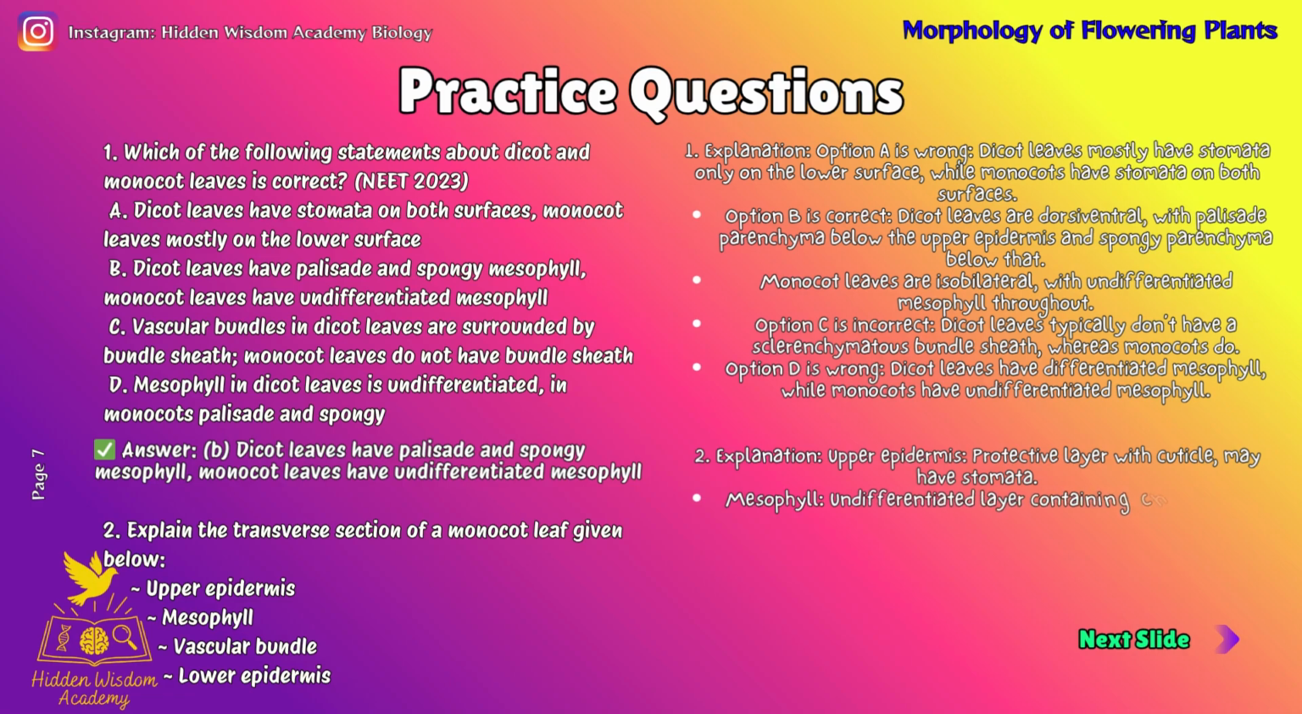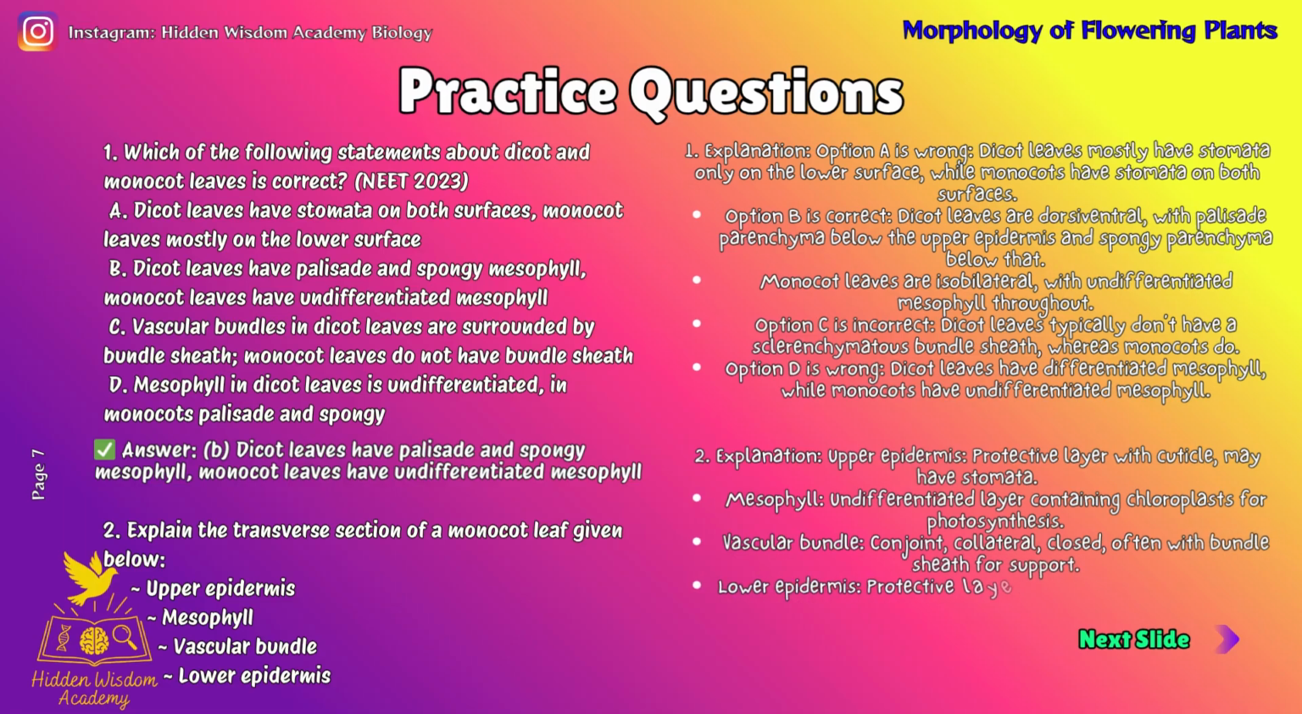Explanation. Let's go step by step. Option A is wrong because dicot leaves mostly have stomata only on the lower surface, not on both. Option B is correct, dicot leaves are dorsiventral with two mesophyll layers, palisade and spongy parenchyma, while monocot leaves have undifferentiated mesophyll. Option C is wrong because only monocot leaves have a bundle sheath around vascular bundles. And option D is also wrong because dicot leaves have differentiated mesophyll, not undifferentiated like in monocots.